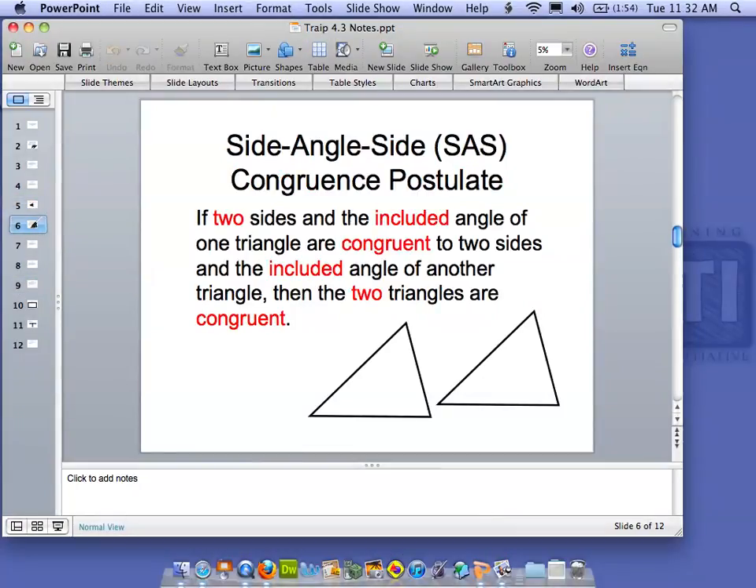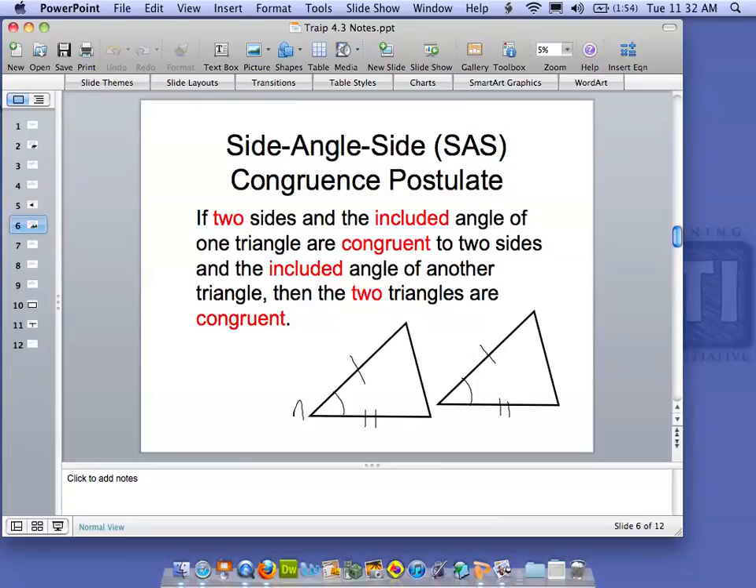Okay, so this is called the side angle side postulate, and we abbreviate it SAS. If two sides and the included angle of one triangle are congruent to two sides and the included angle of another triangle, then the two triangles are congruent. So basically, if two sides and the included angle are congruent, then the two triangles are congruent.